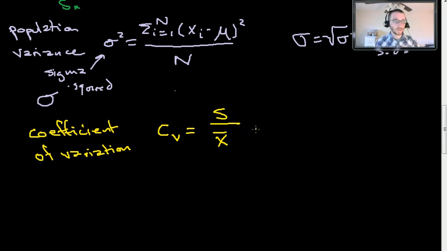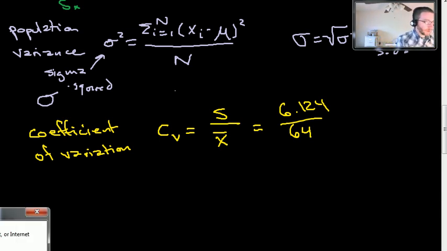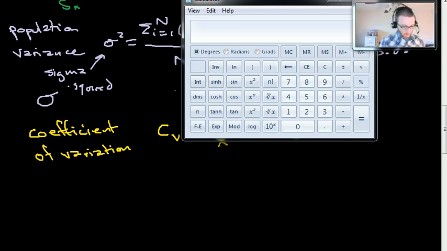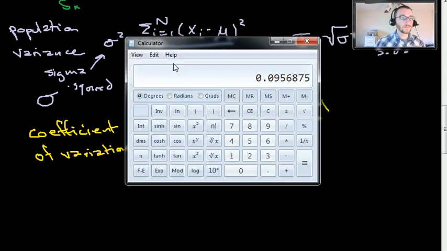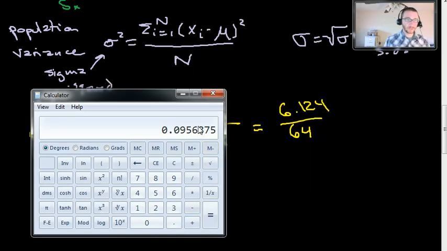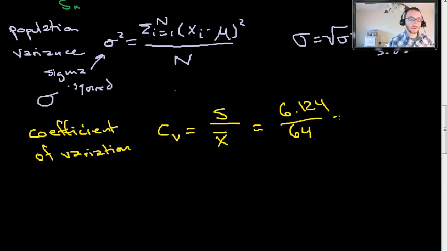You can do this for the population too, in principle. And so here we had 6.124 divided by our mean, which was 64, which is going to be 9%, I think. I don't have my calculator open. Calc. There you go. 6.124 divided by 64 is 9.57%. 0.0957. So that tells us that the standard deviation is a little less than 1/10 of our sample mean. So there you go.